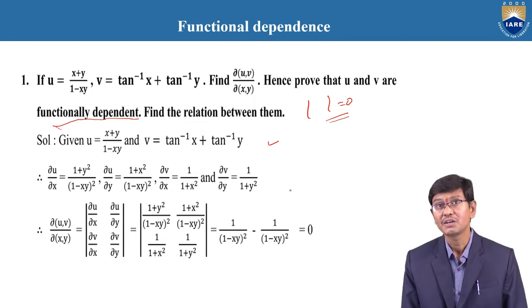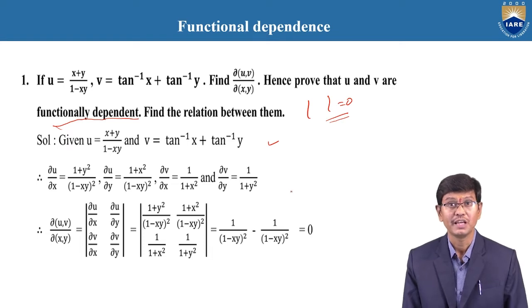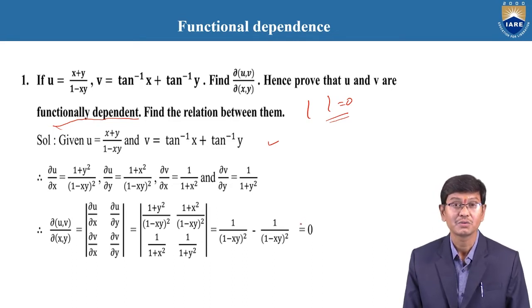Therefore, u is equal to x plus y by 1 minus xy, and dou u by dou x is equal to, with the help of the u by v formula, 1 plus y square by 1 minus xy whole square. And similarly, dou u by dou y, using the u by v formula once again, is 1 plus x square by 1 minus xy whole square.